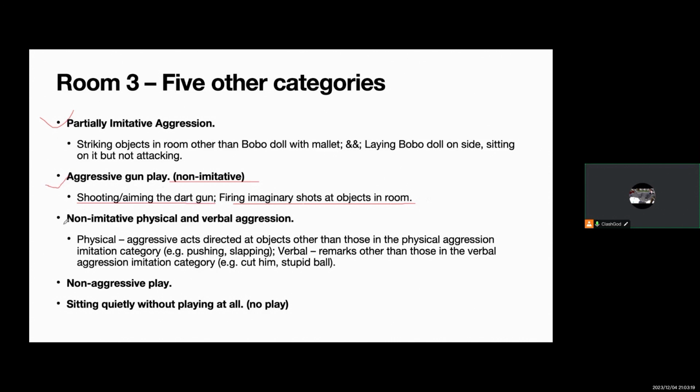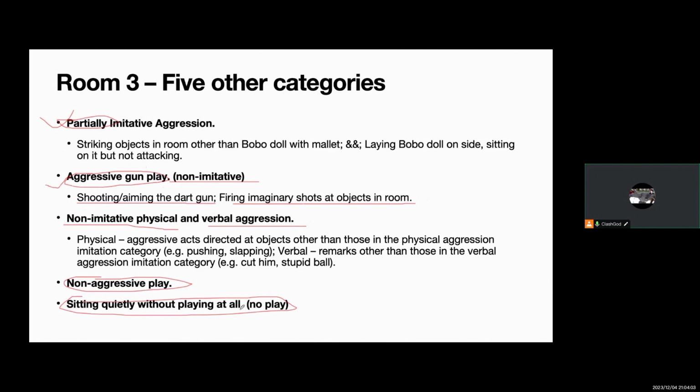And then there's non-imitative physical and verbal aggression. The way to understand or memorize these points is, before we were talking about direct imitation. So of course we need partial imitative aggression, partial imitation. And then besides partial imitation, we're going to go to the worst, so no imitation. What are the types of no imitation? Aggressive gunplay is similar, but it's still not completely imitation. Non-imitative physical and verbal aggression is further. And then we're going to go to non-aggressive play, which is completely not imitation. And then just sitting quietly without playing at all.